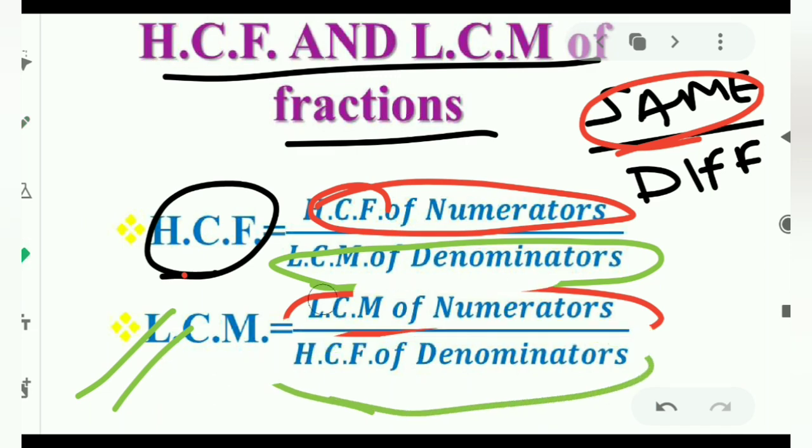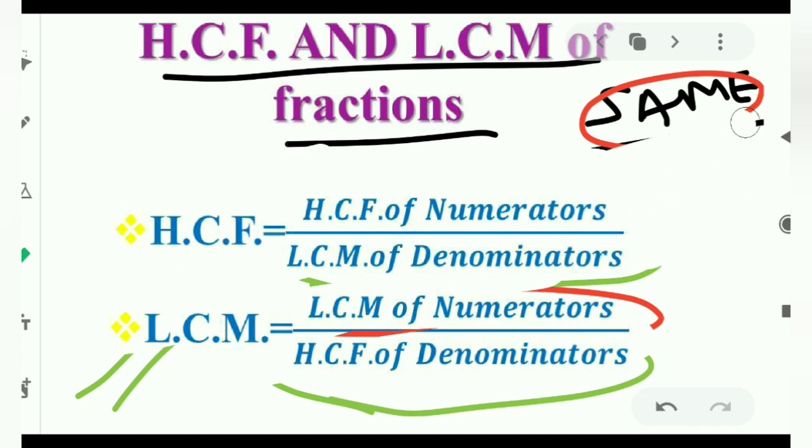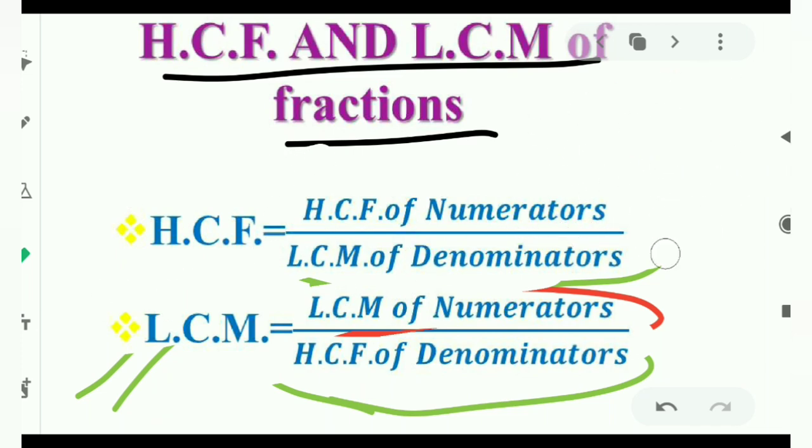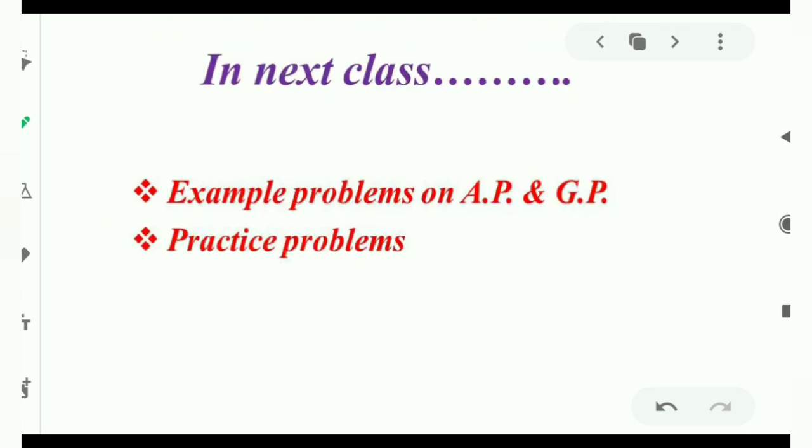Let's read this property. Are you all ready to read with me? Good. Let's read it. HCF is equal to HCF of numerators whole divided by LCM of denominators. Similarly, the LCM is given by LCM of numerators whole divided by HCF of denominators. Very good. With this session, we are completing the HCF and LCM.